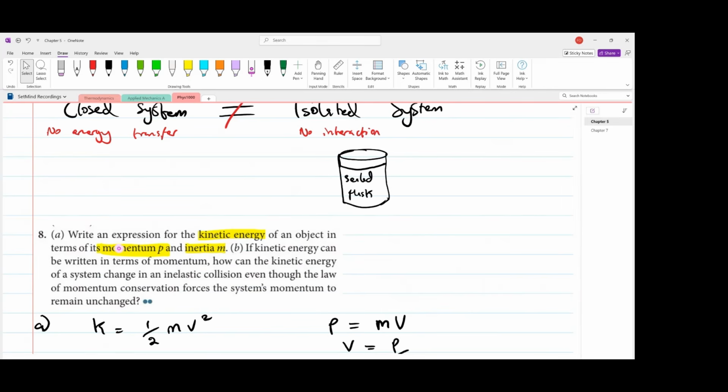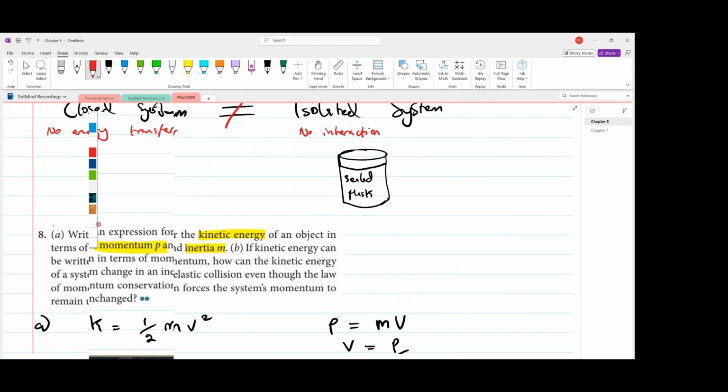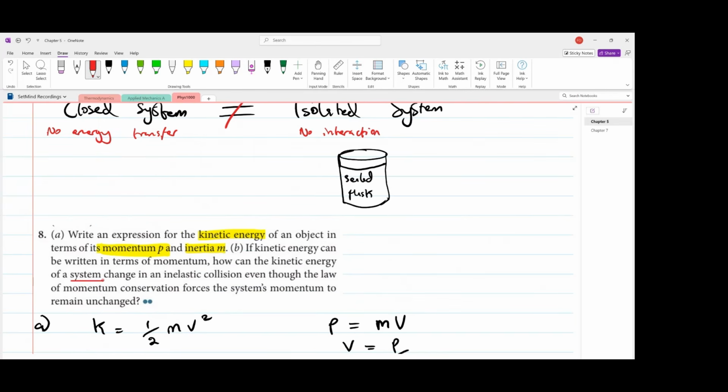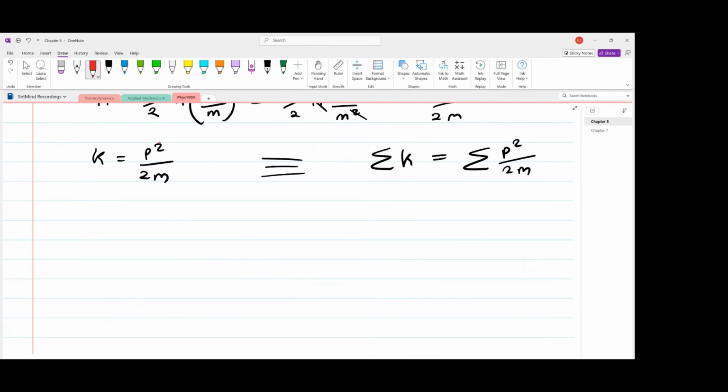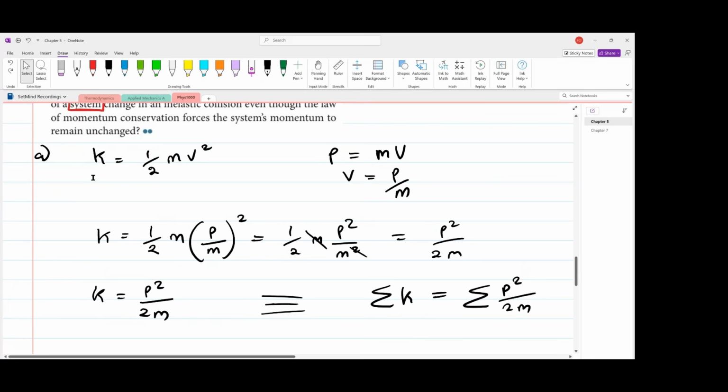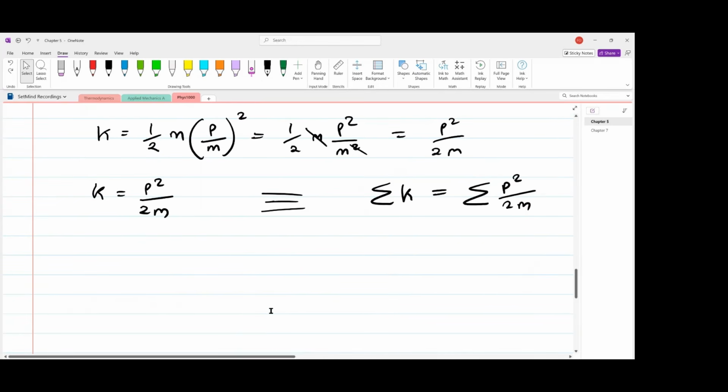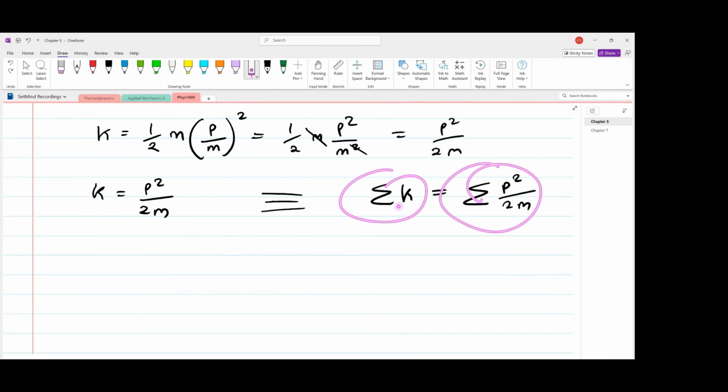And the key here is that they said the kinetic energy of a system, right? A system. And this is very possible, right? The reason is because we have this squared relationship here. So because of that squared relationship, the momentum can stay the same while kinetic energy changes, right? Because we are looking at the momentum of a system and the kinetic energy of a system.